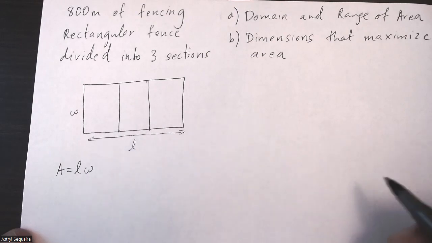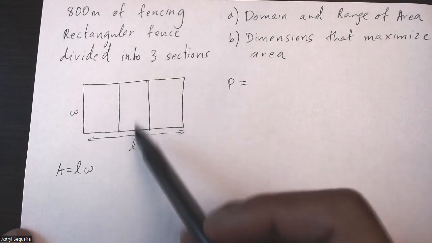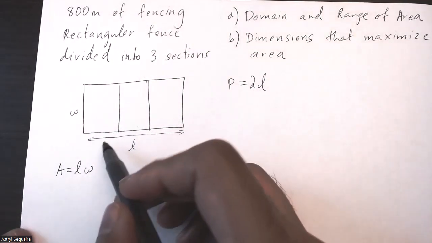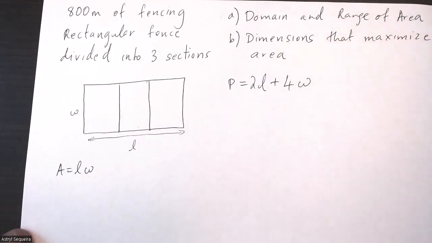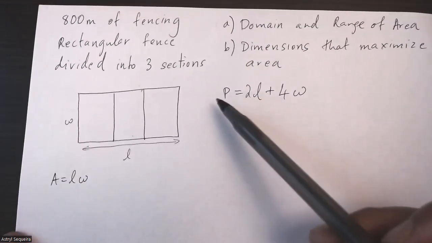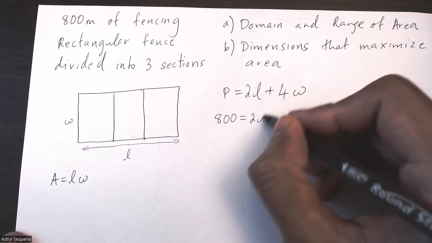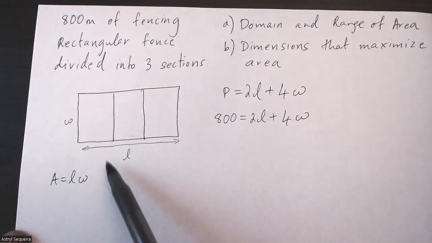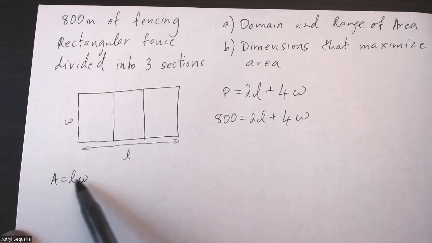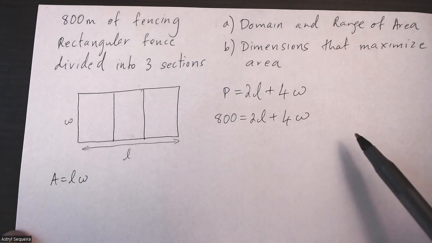The perimeter of this fence is 2 times L because I have 2 of them here, plus 1, 2, 3, 4 W's. So plus 4W. And then I know that I have 800 meters of fencing, so I'm going to replace my perimeter with 800. Now I want to find the domain and range of the area function, but the problem is I have 2 variables here. I need to get rid of one of the variables, and that's what I'm going to use this equation for. I'm going to use substitution.